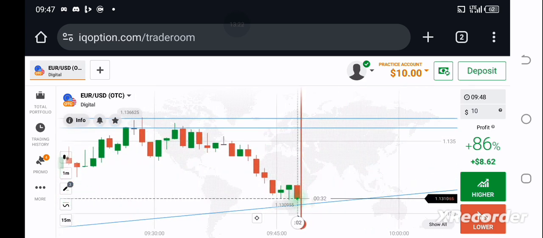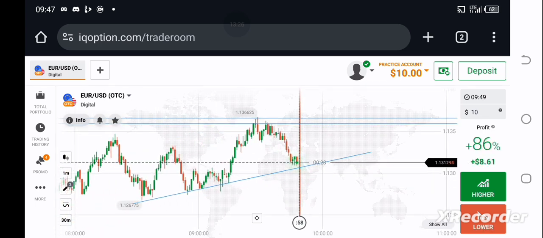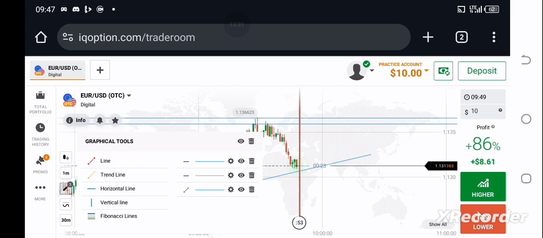It may also break the level. So this is how you analyze the market. Okay, this is how you analyze the market. So these are the concepts of major and minor trends.